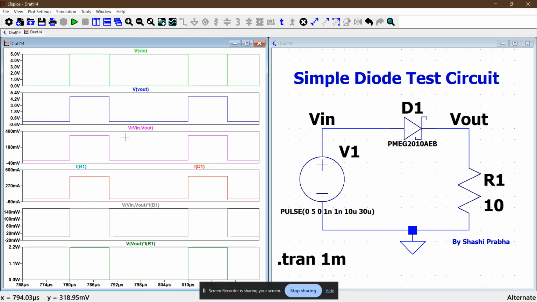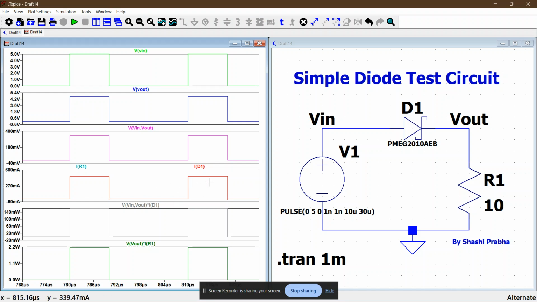If it had been working as an ideal diode, this would have been a straight line at zero, but it is not. So if we see, this is showing around 330 millivolt of voltage drop. This is a Schottky diode which has around 0.36 volt of forward voltage drop according to its data sheet, if you refer. So yes, this is the forward voltage drop across this diode.